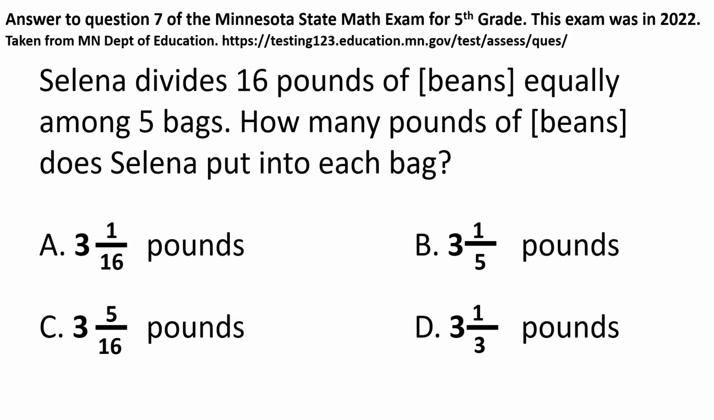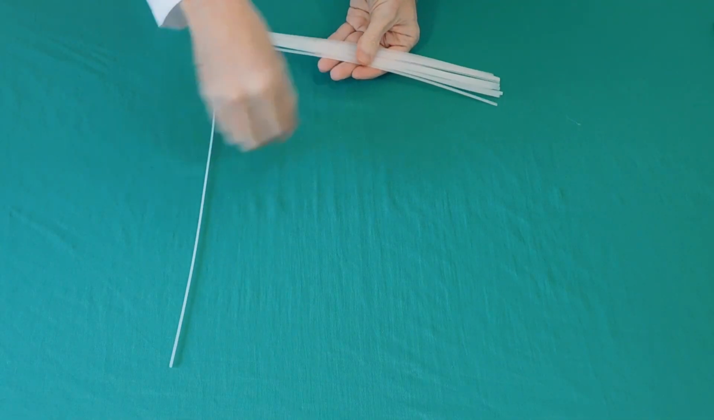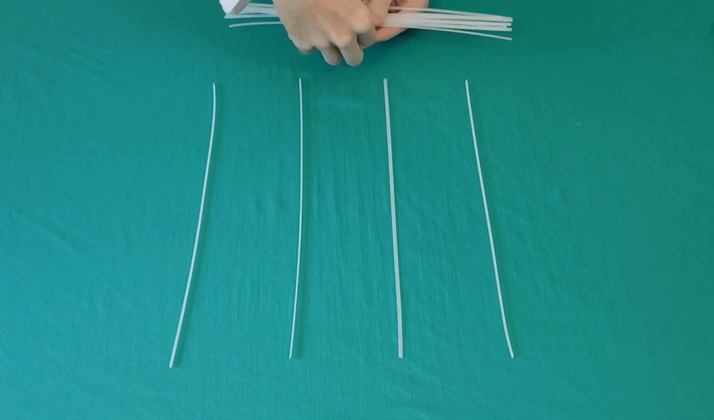Selena divides 16 pounds of beans among 5 bags. How many pounds of beans does Selena put in each bag? To solve this problem, we have to divide 16 by 5. Before solving this, let's look at a similar problem, so we can visualize the problem and the answer.